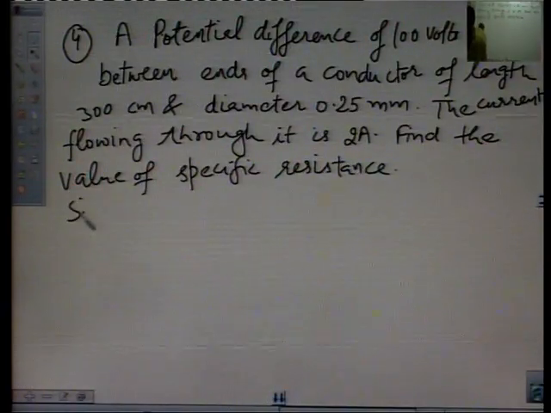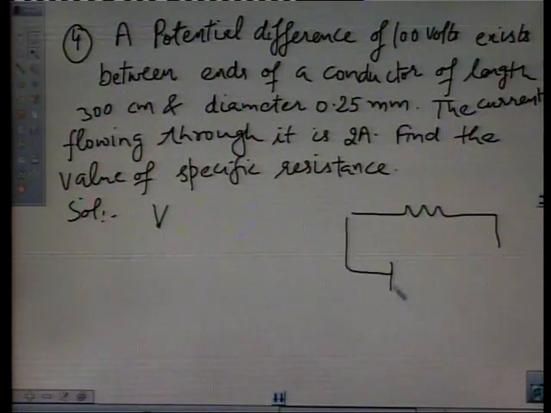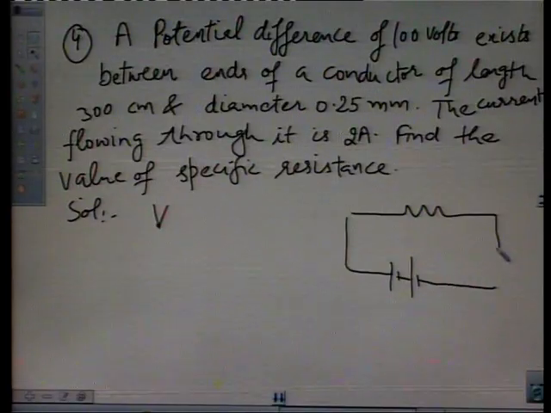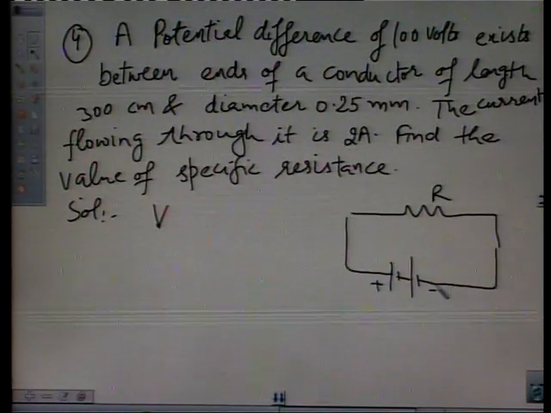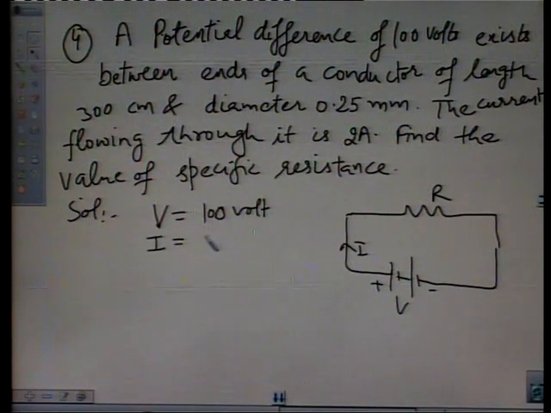So, the solution is, in this case the potential difference which is applied to a given resistor, we can show it by a diagram. This is a resistance, this is battery applied which gives a potential V, and a current I is flowing through the resistance. The value of potential V is equal to 100 volts, and the current I is equal to 2 ampere. So, firstly we will find the value of the resistance R. We know that V is equal to IR.